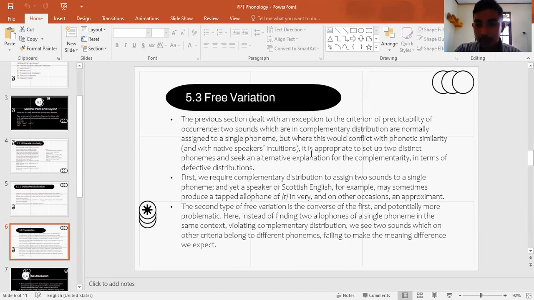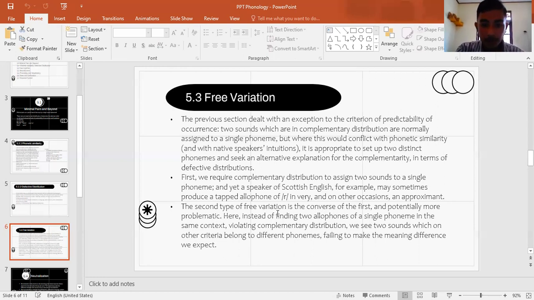It is appropriate to set up two distinct phonemes and seek an alternative explanation for the complementary distribution. The first, we equate complementary distribution to assign two sounds to a single phoneme, and yet a speaker of Scottish English, for example, may sometimes produce a typical phone or [r] in variation and on other occasions an approximant.